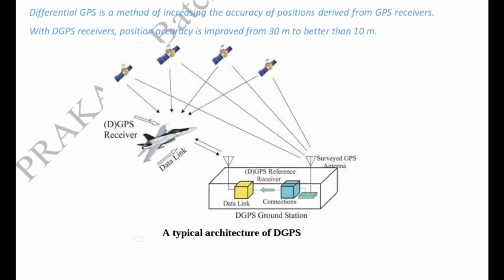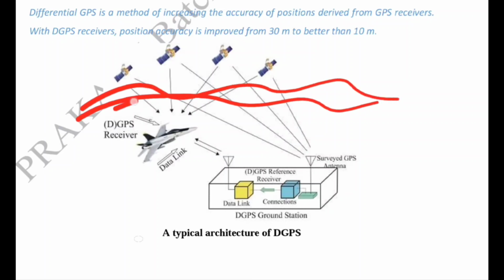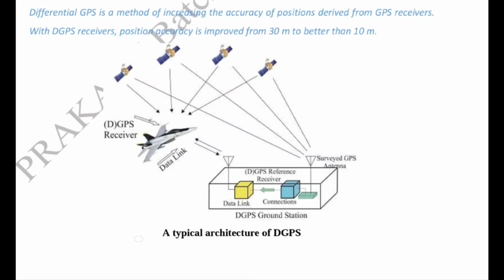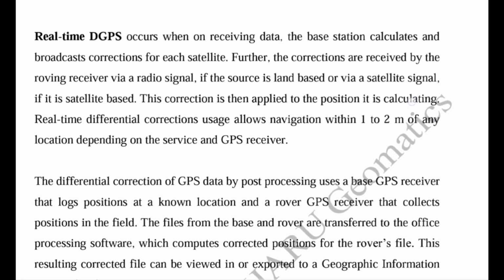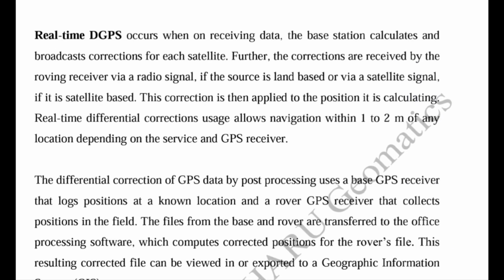But there is one thing to keep in mind, that they must have the same atmospheric condition, and these two receivers must not be too far apart. So this is the basic technique of the DGPS, in which, as I told you, there are basically two types of DGPS technique.